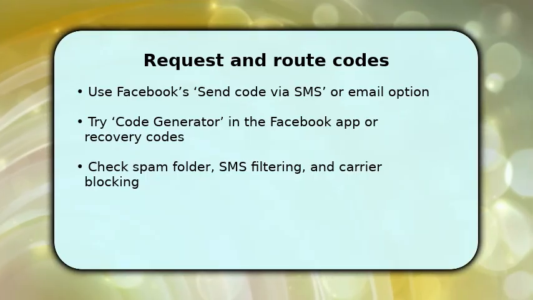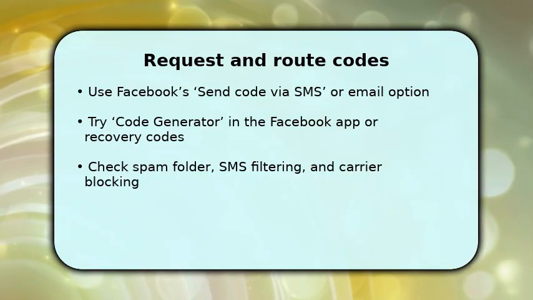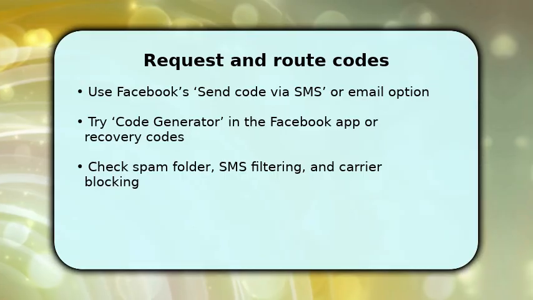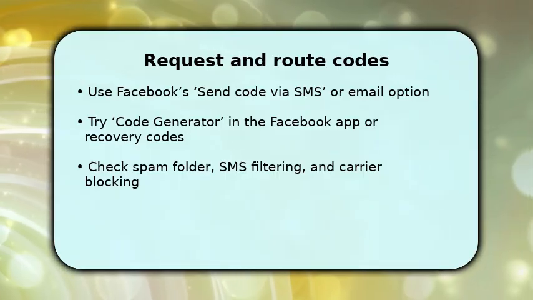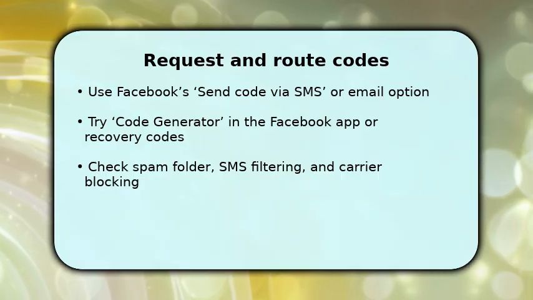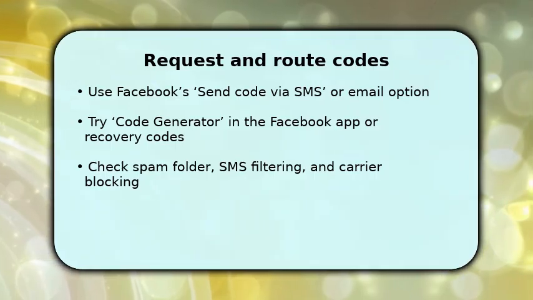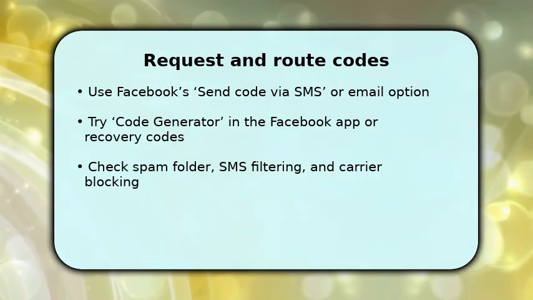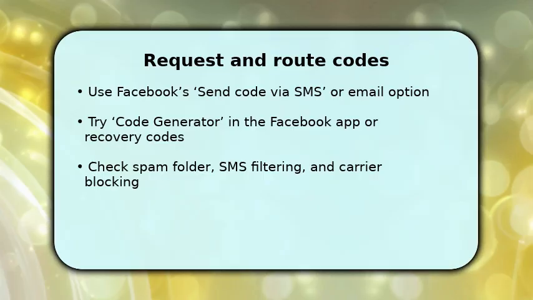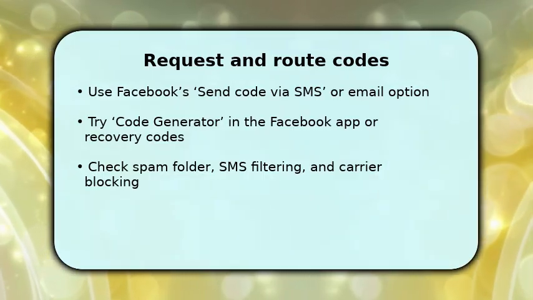Next, request the code and choose the most direct route, SMS or email. If SMS fails, open the Facebook app and use the built-in code generator under Security Settings, or apply any recovery codes you previously saved. Make sure your email spam filters aren't blocking messages. Search for mail from Facebook and check folder rules. If you see nothing, contact your carrier about SMS filtering or short code blocking. Once you try an alternative delivery method, wait a few minutes and then retry.